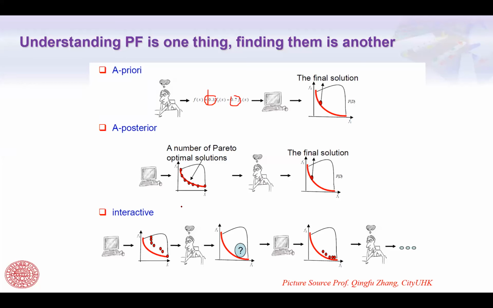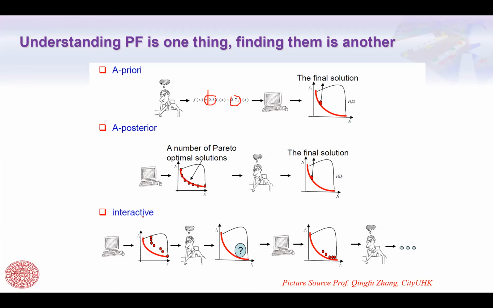Now, compare with a posteriori, the optimization will start first without asking the decision maker about the importance of the objectives, and then you generate the Pareto front. Afterward, this is why you call it posterior, the decision maker will be involved and then find the final solutions.